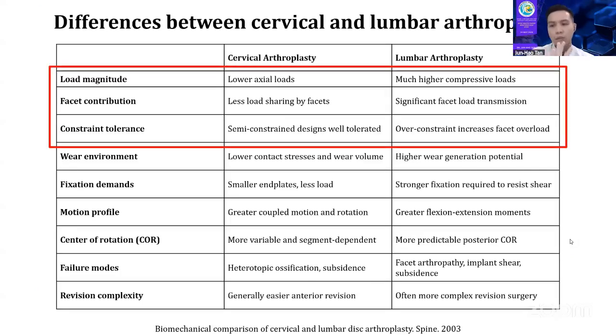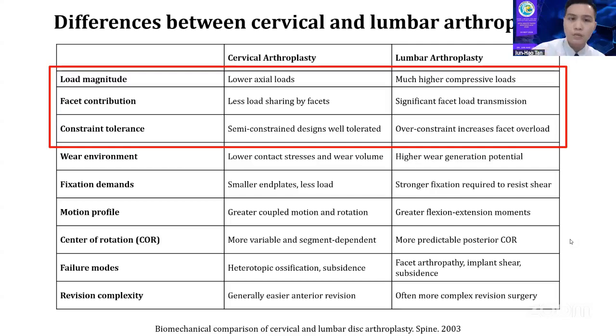There are a huge number of differences, but I think that these three are the most important I find in terms of biomechanics between a cervical disc arthroplasty as well as a lumbar arthroplasty. In a cervical arthroplasty, we are dealing with lower axial loads that is experienced by the implant design. And the reason for that is very simple, because in a cervical arthroplasty, you're only dealing with the weight of the head, whereas, for example, in a lumbar arthroplasty, you're dealing with load that is far in excess of more than 50% of the patient's body weight. So much more compressive load in the lumbar arthroplasty.